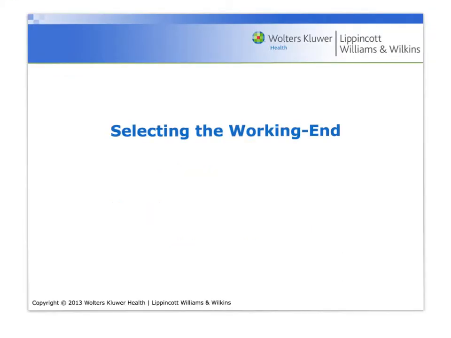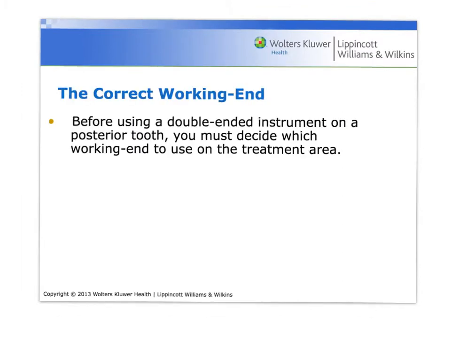This next section of the presentation is about selecting the working end of the instrument. Whenever you're using a double-ended instrument on a posterior tooth, you must decide which working end to use on that treatment area. And quite honestly, it's true of anterior instruments as well. It's just a little bit easier to figure out.